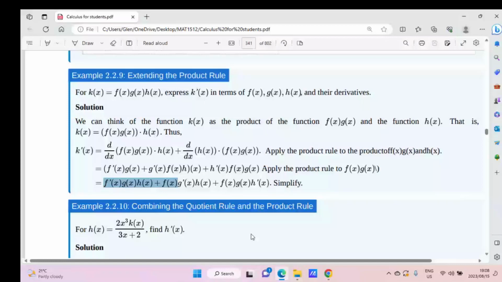And the derivative of k(x) plus 12x to the power of 2 k(x) plus 4x to the power of 3 and the derivative of k(x), all over (3x plus 2) to the power of 2.